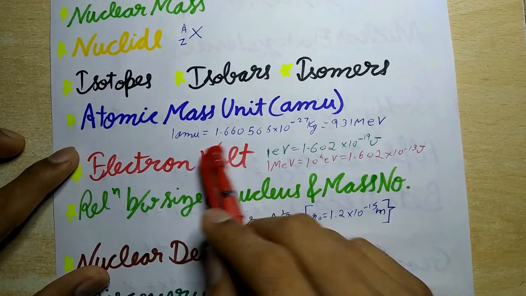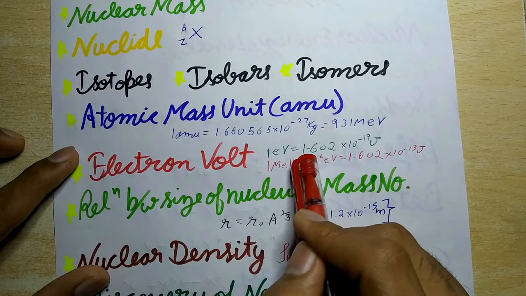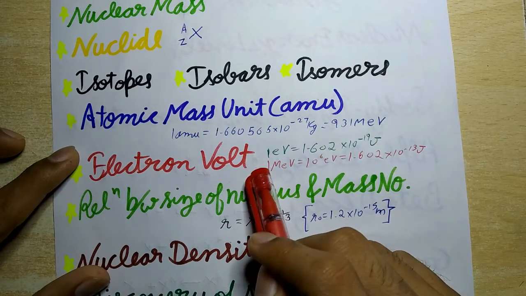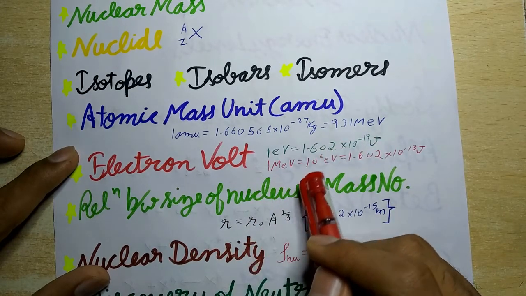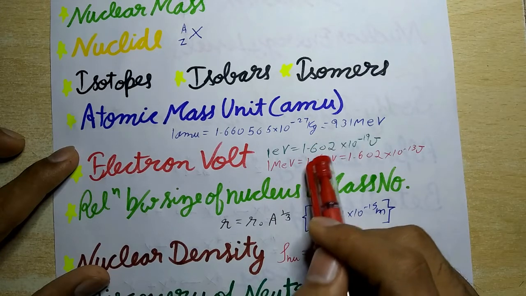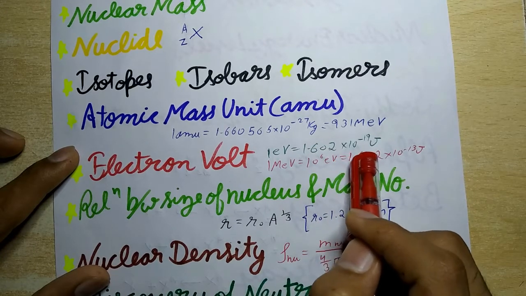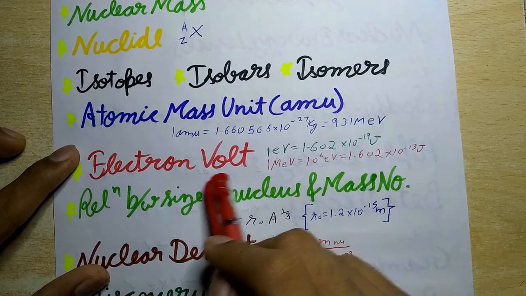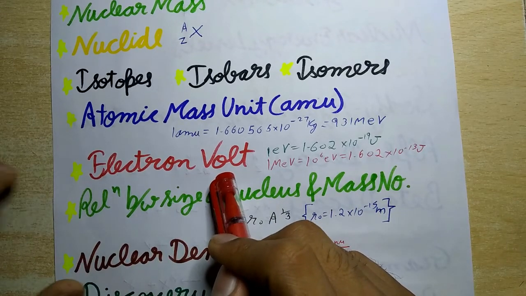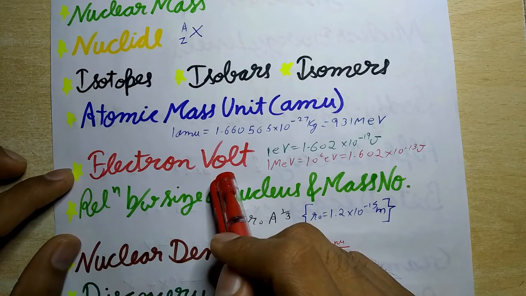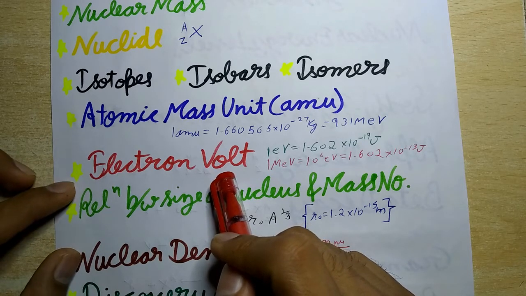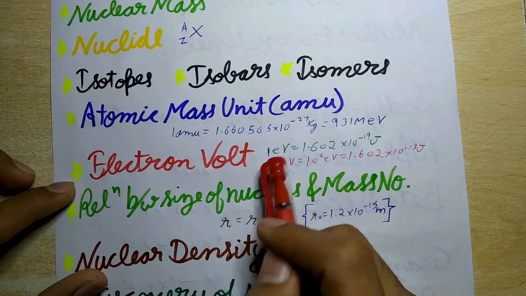And 1 electron volt is equal to 1.602 times 10 to the power minus 19 joule, and 1 mega electron volt is equal to 10 to the power 6 electron volt, which is equal to 1.602 times 10 to the power minus 13 joule. And electron volt is defined as the energy acquired by an electron when it is accelerated through a potential difference of 1 volt, and it is denoted by eV.